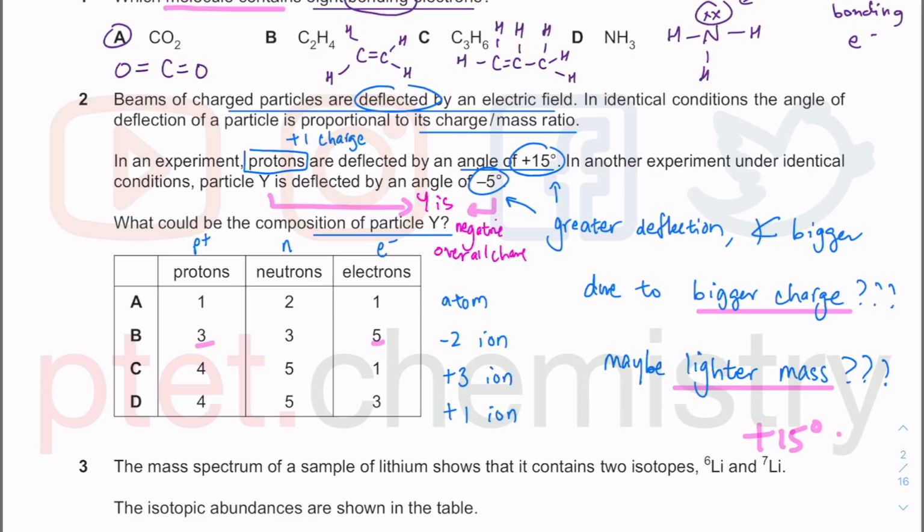So looking at all of these, we are really having only one where the particle Y has a negative 2 charge there, so it's going the other side. You have more electrons, so you are much lighter. It cannot be the atom, as this atom here will have no overall charge, so 0 over something will be no charge at all, so can't be A. So thinking about that, protons are deflected by angle plus 15. In another experiment, particle Y is deflected by angle of minus 5. So I'm really thinking about the minus 2 charge here.